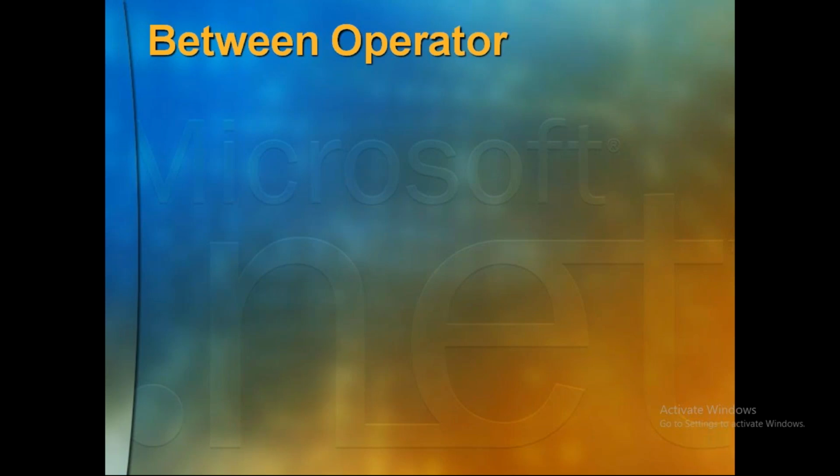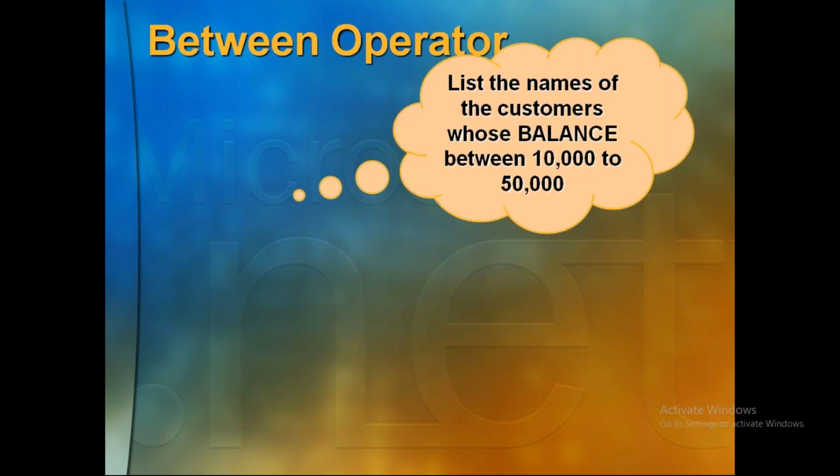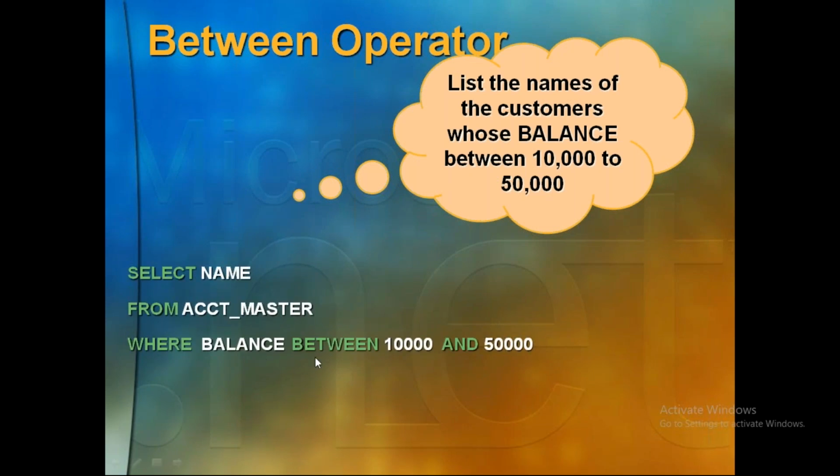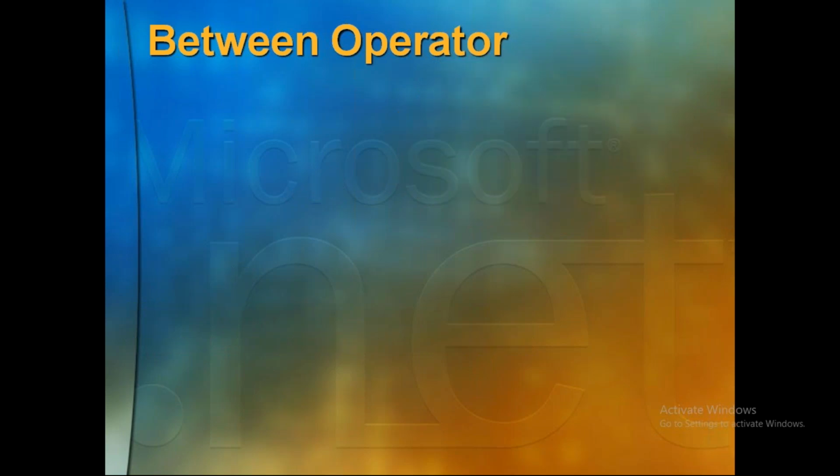The next one is the BETWEEN operator. List the names of the customers whose balance is between 10,000 and 50,000. You can write it like this: balance between 10,000 and 50,000. The question is whether it will include 10,000 and 50,000 as well as the values in between. The answer is yes. The BETWEEN operator takes a lower limit, an upper limit, and the in-between values. That is equivalent to greater than or equal to and less than or equal to. Clear? You can use the BETWEEN operator instead of greater than and less than.